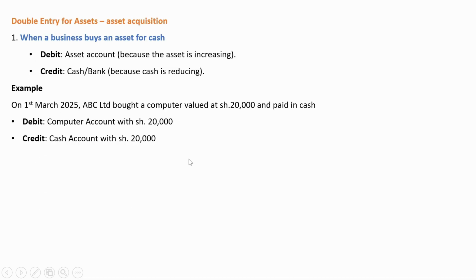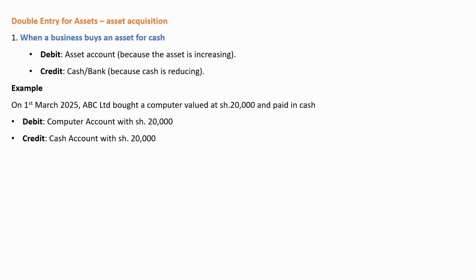Next, we want to know how to record assets using the double entry system. And we are going to start with asset acquisition. So when a business buys an asset for cash, what are the entries that you are supposed to make? In the beginning, we have seen that when an asset increases, you are supposed to debit the asset account. And when an asset is decreasing, you are supposed to credit the asset account. So you buy an asset and you pay cash.